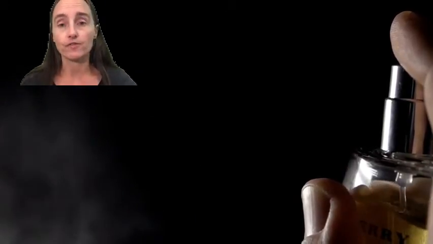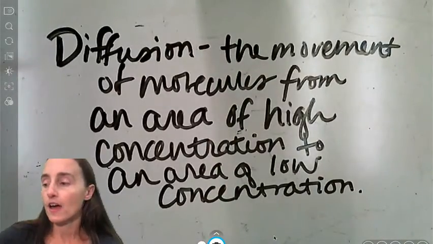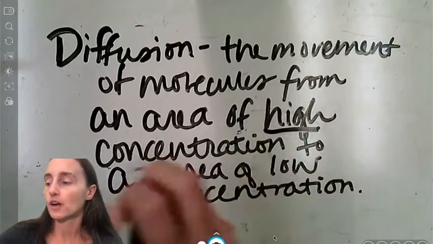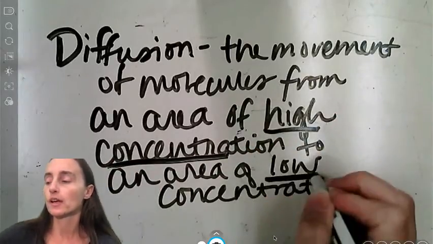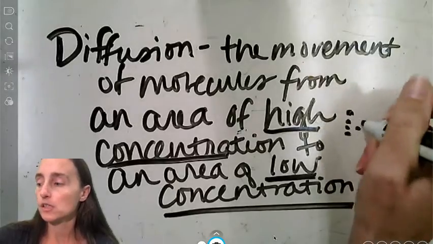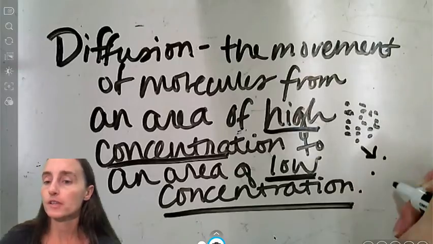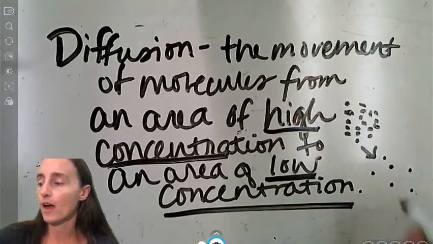And we call that diffusion. Okay? The movement of molecules from an area of high concentration to an area of low concentration. Okay, so area of high concentration, lots of dots, to an area of low concentration, less dots. The dots are going to move that way.